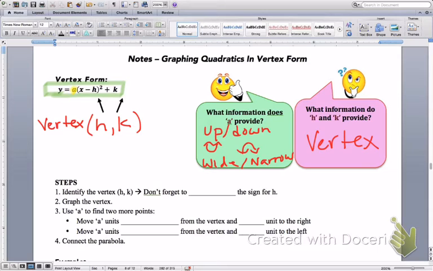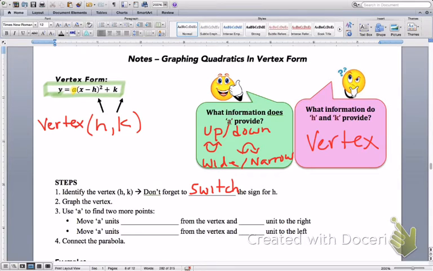Alright, so the general steps are: identify the vertex, HK. Now notice that on the general equation of the vertex form, this has a negative on it. So when we identify H, it's the opposite of H, because it's negative H. It's not just the number that's there. So we have to always make sure we switch the sign on H, because it's the opposite of H. Opposite means switch the sign, opposite sign.